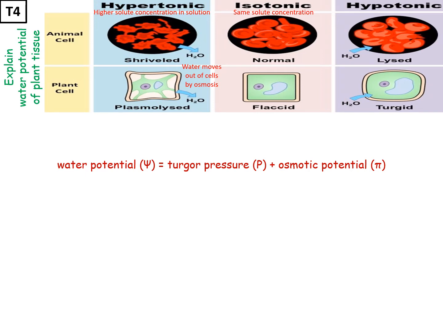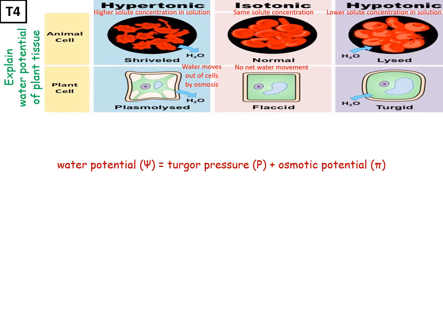In isotonic solution, there is the same solute concentration in the solution and inside the cells. Therefore, there is no net water movement. The amount of water moving out of a cell and into a cell by osmosis is the same, so the overall net movement is 0.